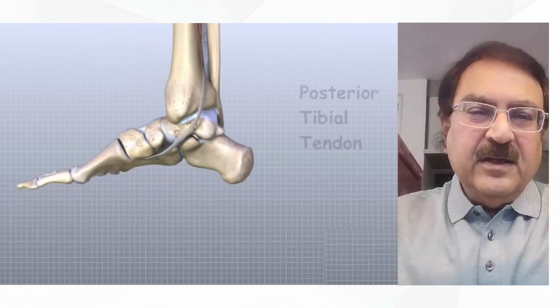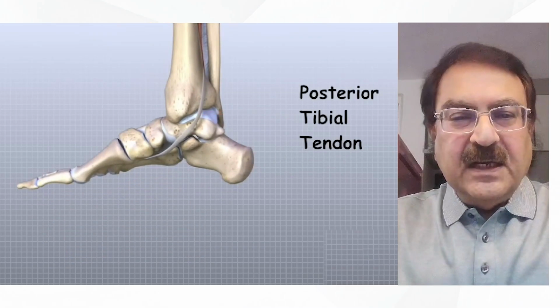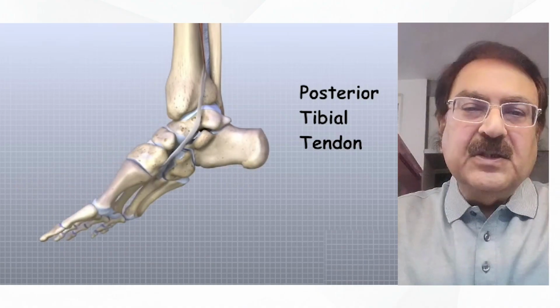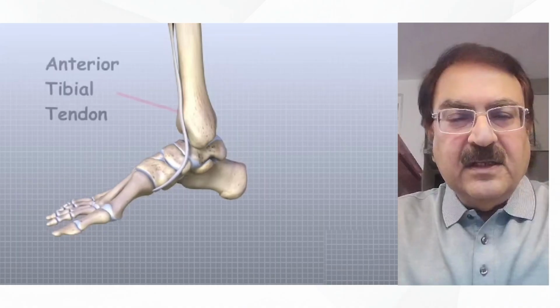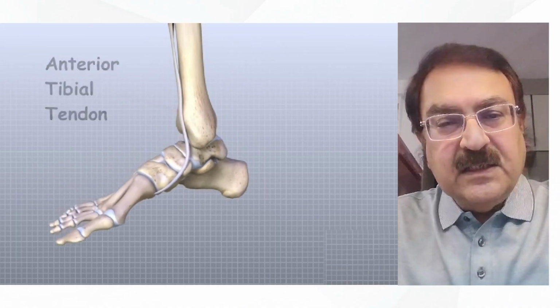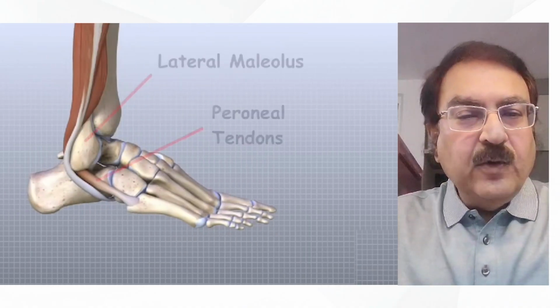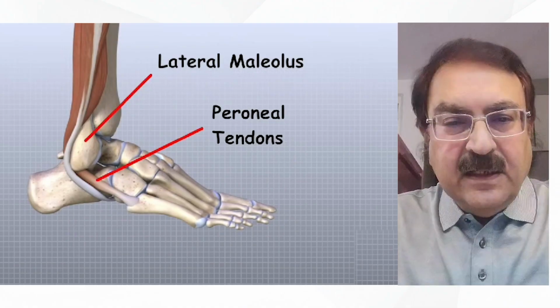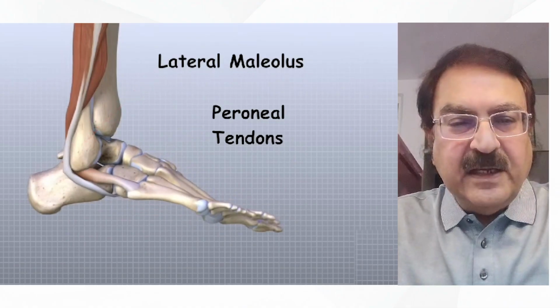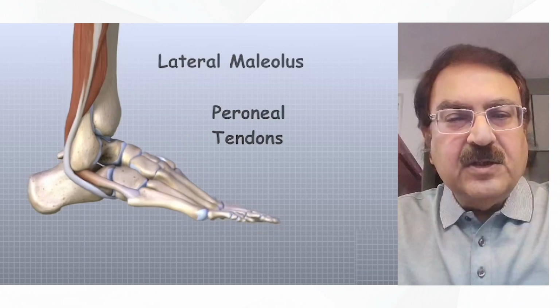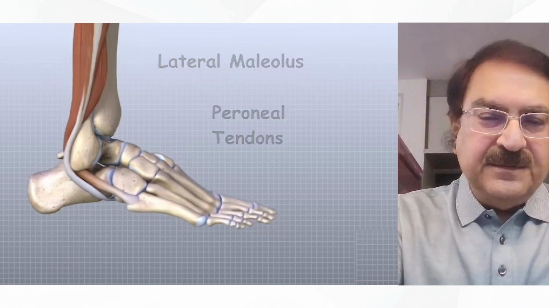The posterior tibial tendon supports the arch and allows us to turn the foot inwards. The anterior tibial tendon allows us to raise the foot. The two peroneal tendons run behind the outer bump of the ankle, also known as the lateral malleolus, and help us to turn the foot outwards.